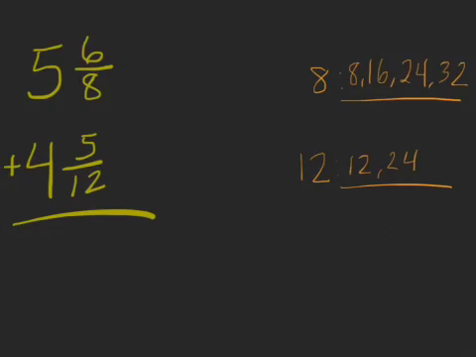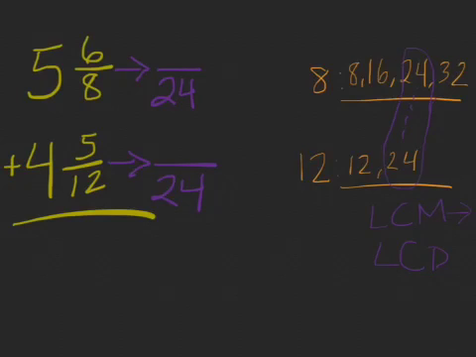You might have gotten about this far before you noticed something and a bell went off inside your head. Ding, ding, ding, ding, ding. 24 is the least common multiple. So it's going to become our lowest or least common denominator. The new pants! Yay! So let's get those new pants on those fractions. So our 6/8 is going to become something 24ths. And our 5/12 is going to become something 24ths.